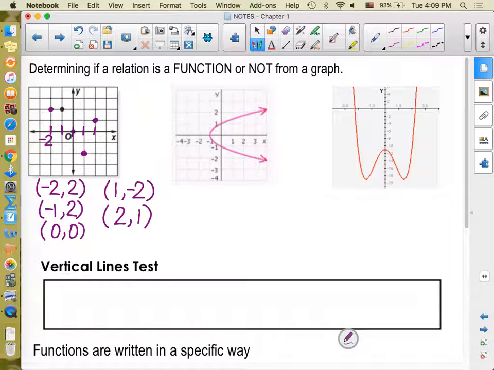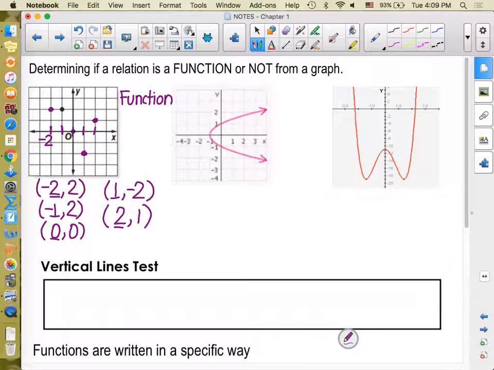And what I'm noticing is that I never have a repeated input, so I never have a chance to declare that this is not a function. Each one of these inputs has its own output, so I'm going to call this one a function. But I don't want to have to write the ordered pairs each time. That would get hard to do, especially if you look at the next 2 graphs. So we want a test.